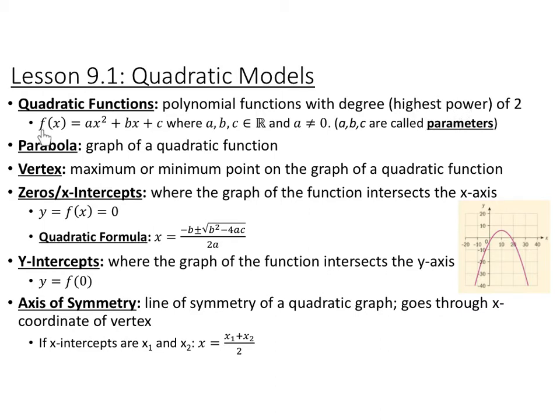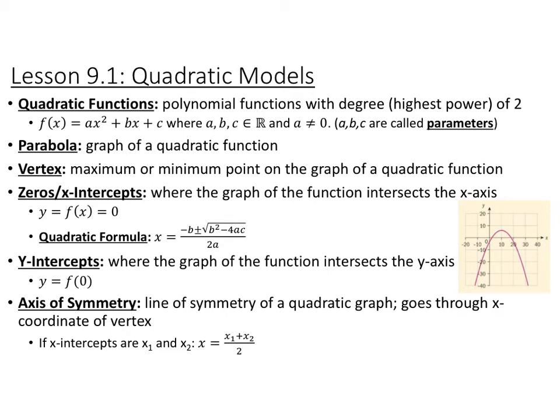So they're functions of the form f of x equals ax squared plus bx plus c, where a, b, and c are all real numbers, and a is not 0. b and c can be 0 just as long as a is not 0. We call a, b, and c the parameters of this function. The graph of a quadratic function is a parabola or parabolic shape.